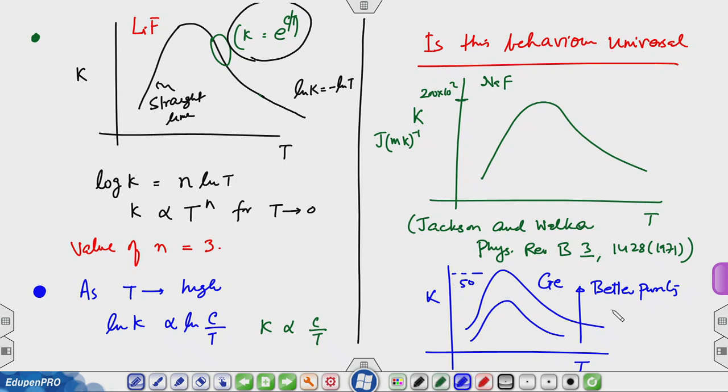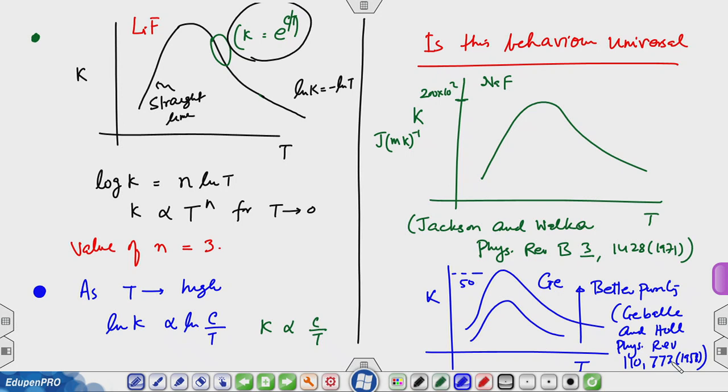Copper goes up, this is about 50. This is taken from Jibal and Hull, Physical Review, volume 110, 773, 1958.